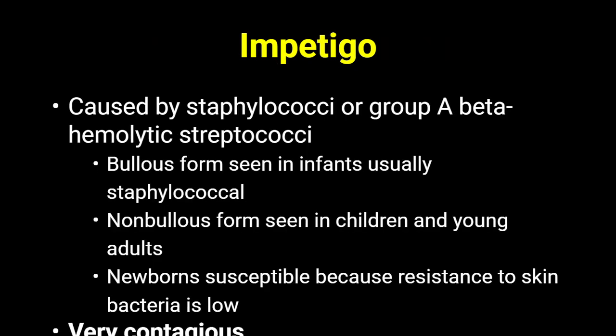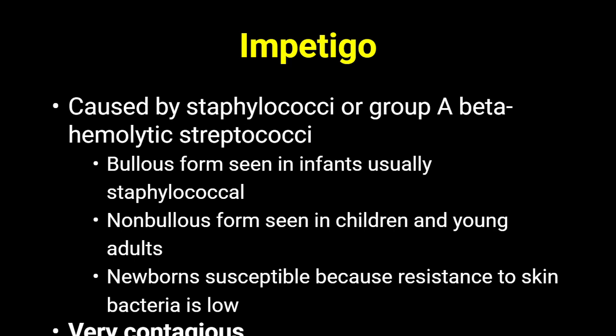Next is impetigo, one of the most common bacterial skin infections seen in children. It is a highly contagious infection that spreads easily through direct skin-to-skin contact or by sharing items such as towels, clothing, or toys. Impetigo is most commonly caused by Staphylococcus aureus or group A beta-hemolytic streptococcus, Streptococcus pyogenes. There are two forms students should recognize.